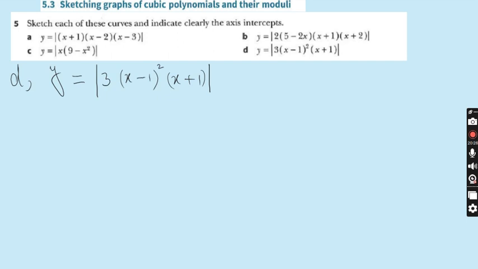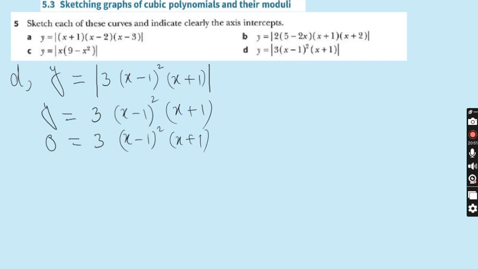So first we have to consider that this curve is without the modulus sign. And now find the axis intercepts. First we have to put y as 0. So 3 x minus 1 square x plus 1. So 0, 3 divided by 0 is 0, x minus 1 square x plus 1.